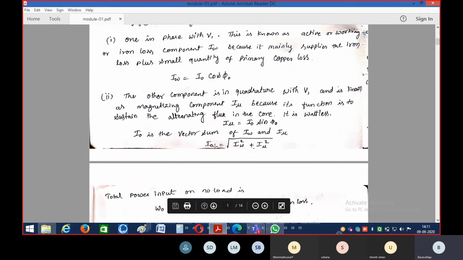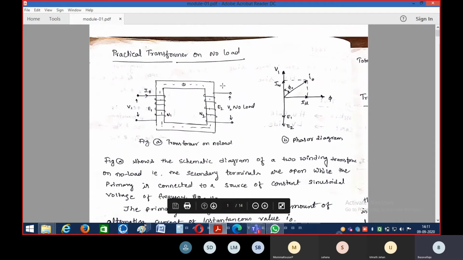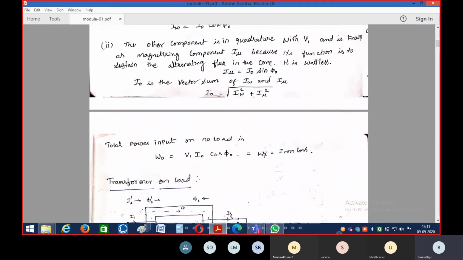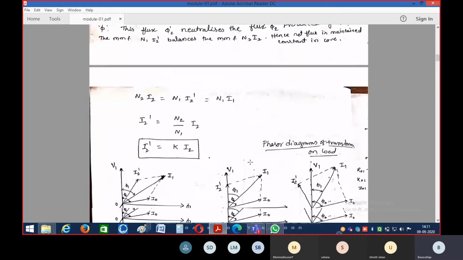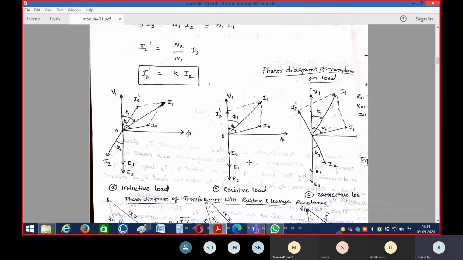Transformer on no load as well as transformer on load. These two topics we covered in the last class, and the corresponding vector diagrams also, how we should develop, I also explained to you, right?